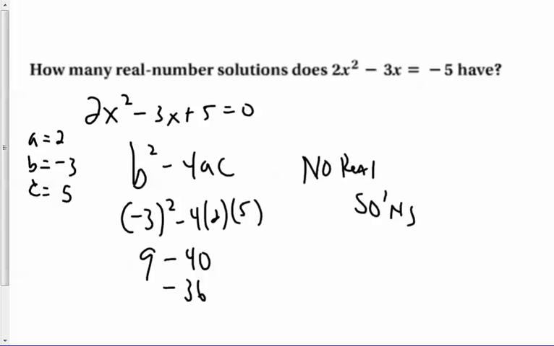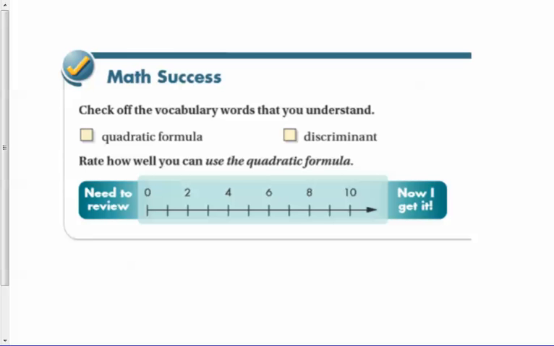Make sense? What you should do is pause the video, run the discriminant for that, and then when you look at it, ask yourself, do I understand the quadratic formula? Well, I do, so I'm going to check it. Do I know what the discriminant is? Well, I do, I'm going to check it. And if I had to rate myself on how to do the quadratic formula, I'm going to give myself a 10. Actually, I'm going to give myself 11.